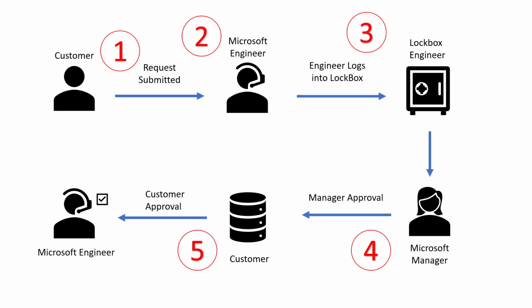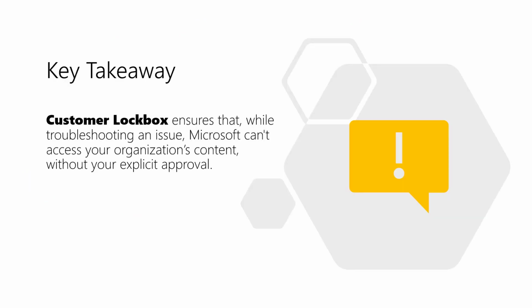Once the approver from the organization approves the request, the Microsoft engineer receives the approval message and then logs into the tenant and fixes the customer's issue. Since the Microsoft engineer originally specified a duration to fix the issue, access is automatically revoked when that time limit expires. So ultimately, Customer Lockbox ensures that while troubleshooting an issue, Microsoft can't access your organization's content without your explicit approval.